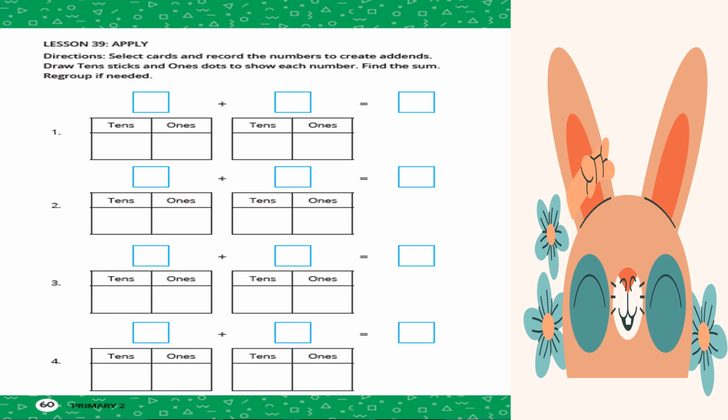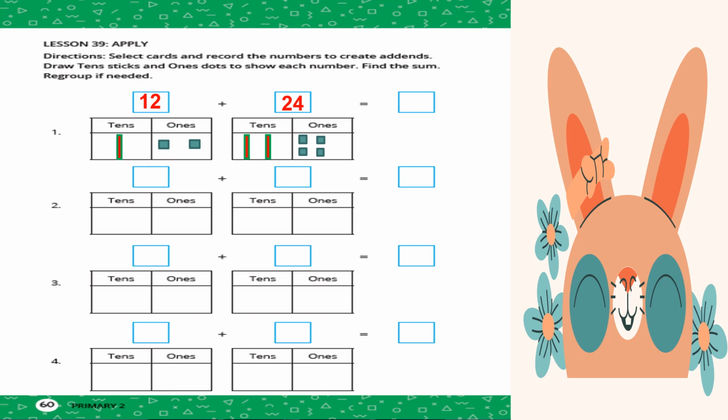Let's move to lesson 39. Select cards and record the numbers to create a sum. Draw tens sticks and ones dots to show each number. Find the sum, regroup if needed. First card, 12. How many sticks do we have here? 1 stick. How many small squares? 2 small squares. Next card, we have 24. How many sticks do we have here? 2 sticks. How many small squares? 4 small squares. Let's add 12 plus 24.